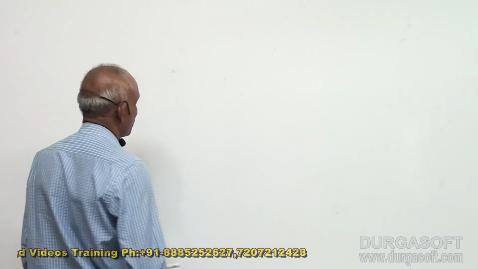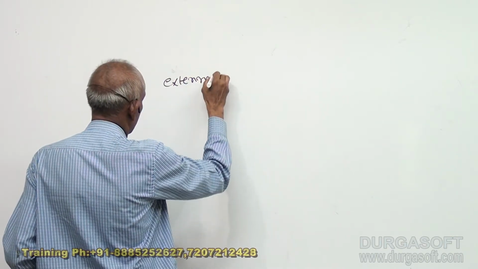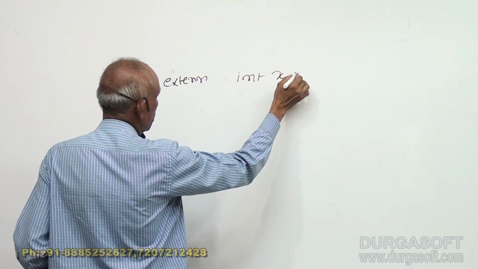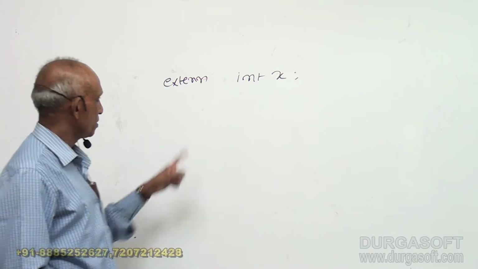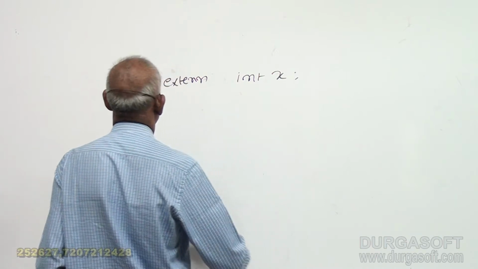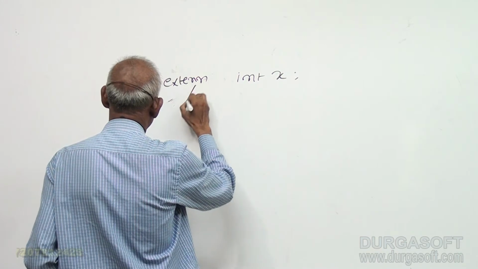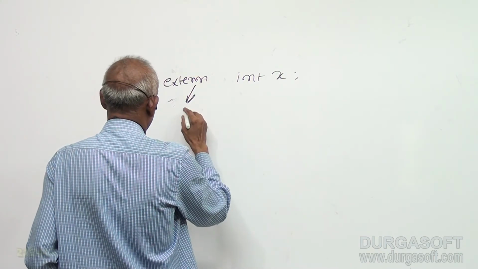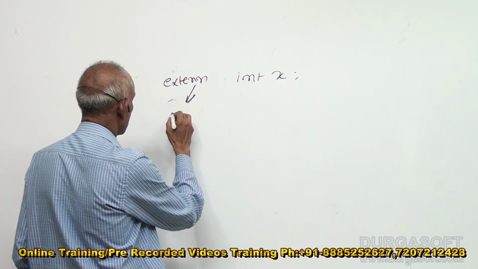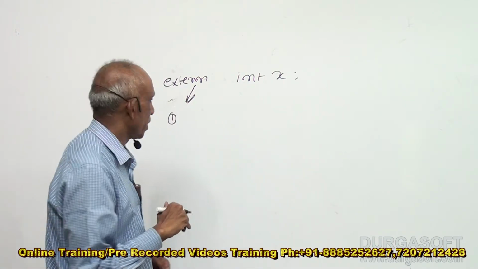Then the fourth one is the external variable class. It is declared as extern int x, for example. This is an extern variable. So what is this? Extern means external. There are two cases here. One is a variable may be defined in some other file and used in this file.